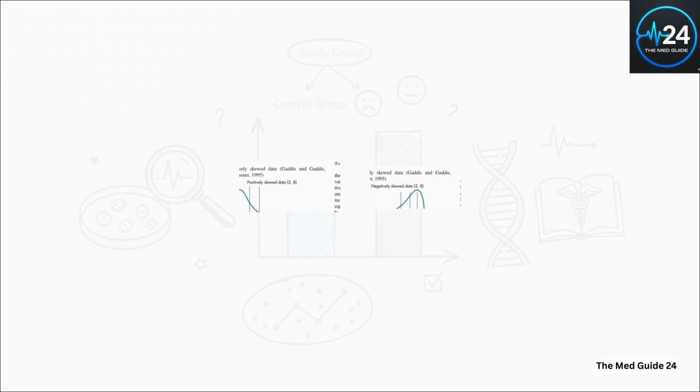Take a look at the image on the left. That's a positive skew. Most of the data is bunched up on the low end, but you have this long tail stretching out to the right. The one on the right is a negative skew, the exact opposite. A great real-world example is income. Most people in a city might earn a similar amount, but then you have a few billionaires whose income would pull that tail way out to the right, creating a positive skew.